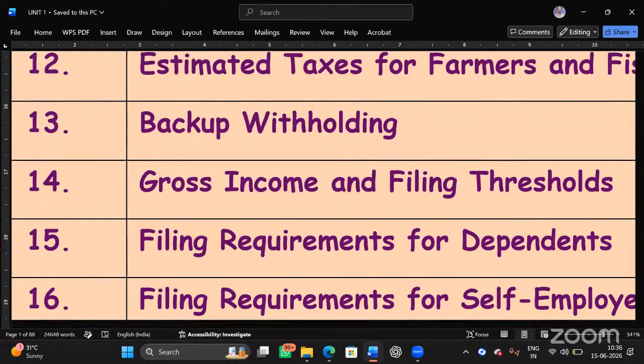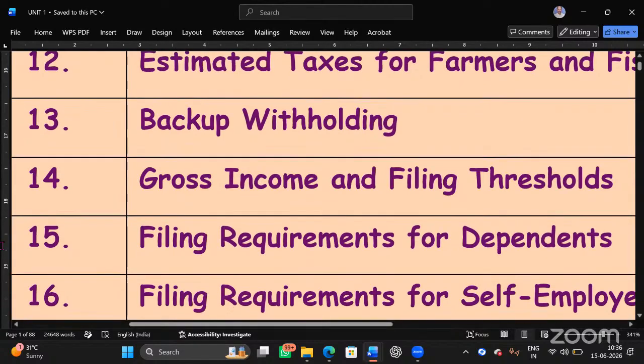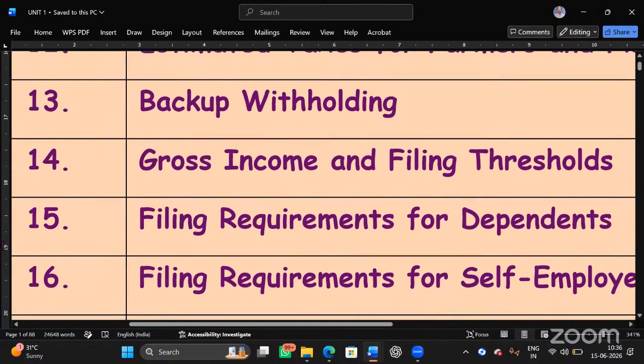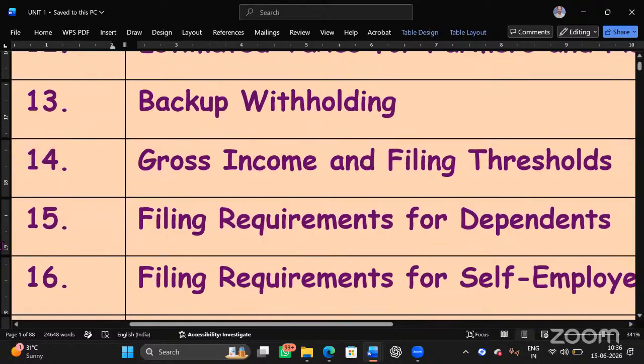Fourteenth subtopic. Not every person needs to file an income tax return or pay tax, unless a certain income is crossed, as given in the Act. What is that threshold limit? When to file a tax return? When is there no need to file a tax return even though the individual taxpayer has income? That figure is clearly given in unit 14.